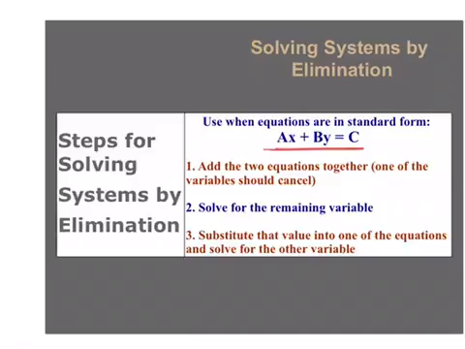The first thing you want to make sure is we are always going to add the two equations together so that one of our variables should cancel. If it doesn't, we need to make it cancel. From there, we're going to solve for the remaining variable and then substitute that back into the equation and solve for the other variable.